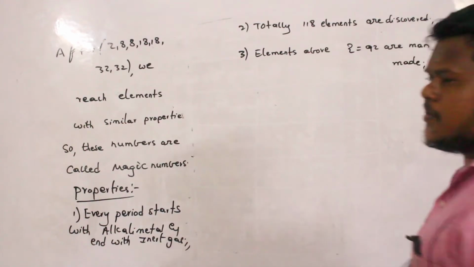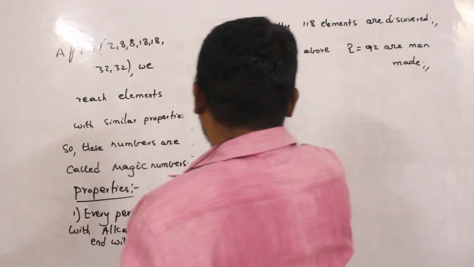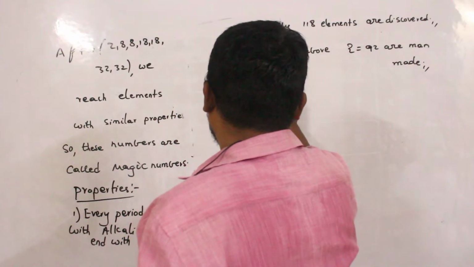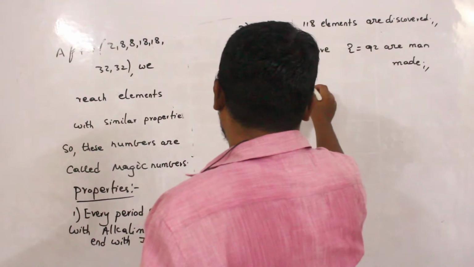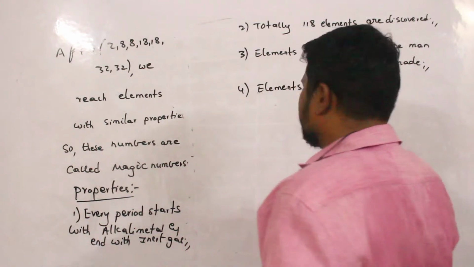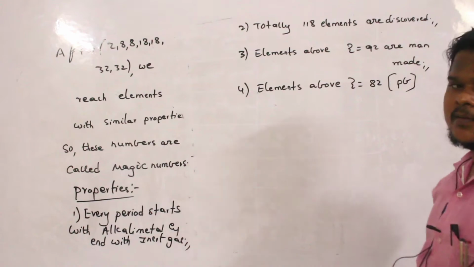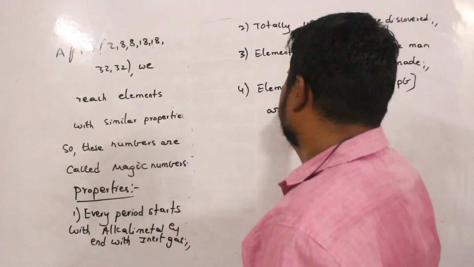So, elements above atomic number 92, all of them are made in the laboratories. They are man-made elements. Clear? Then, elements above atomic number Z equals 82. 82 atomic number is plumbum. Plumbum means lead. Latin name of lead is plumbum. So, they are unstable. Clear?